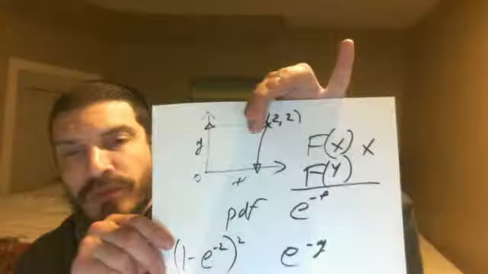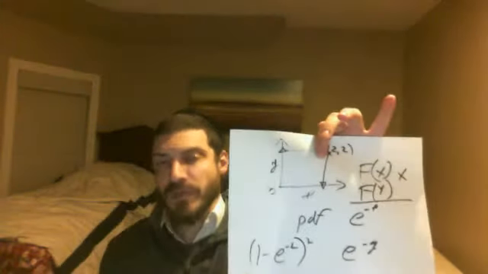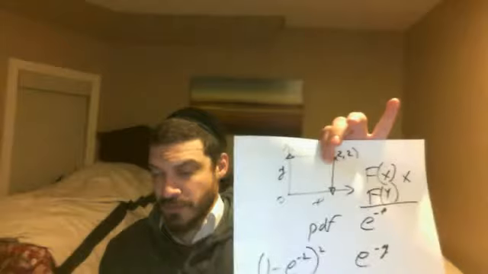Why? Because in this area, you have to realize that x plus y can span anywhere between 0 and 4. On the other hand, x minus y can be anywhere between negative 2 and positive 2.